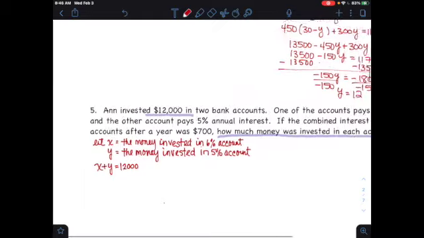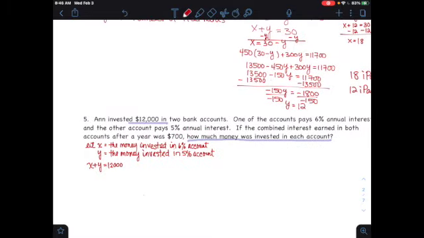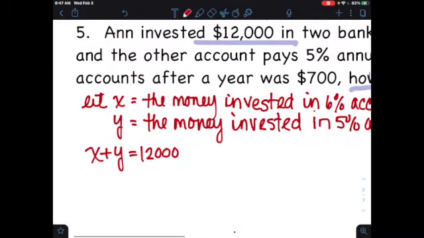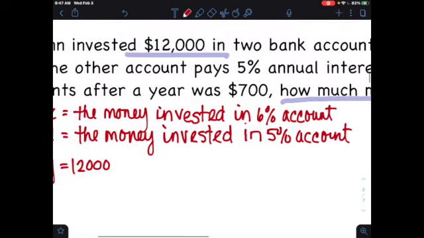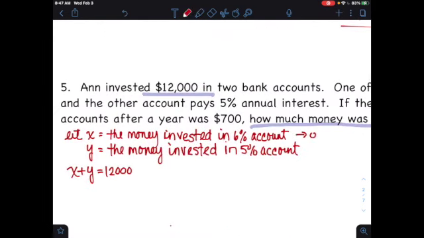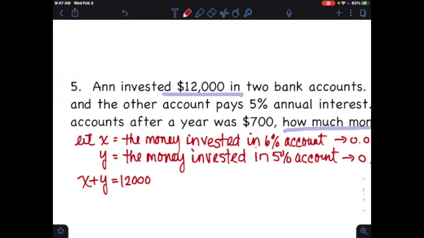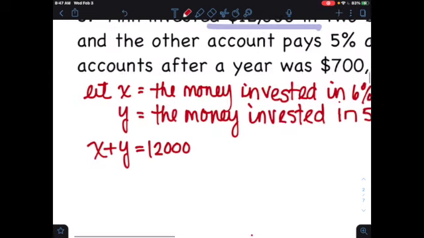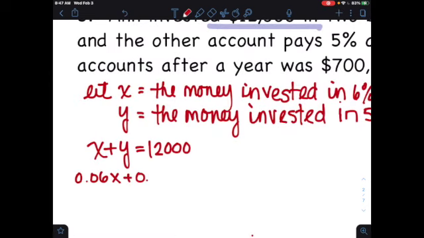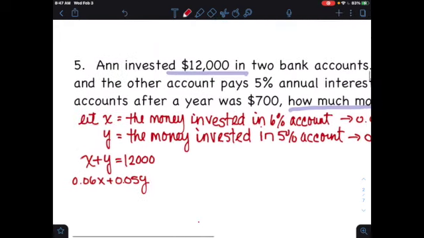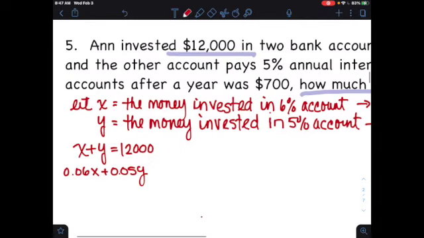Then the next one, it says the ones invested in 5%, the ones invested at 6%. Remember, percent has to be changed into decimal. So really, this is going to be 0.06. This one is going to be 0.05. If you have x, it's going to be 0.06x plus 0.05y because that's the percentage in those money invested. And together, the interest is going to be 700. So I'm going to put the 700 right here because those are the interest accumulated from each account. So now please solve it, and I will come back and talk about the answers.